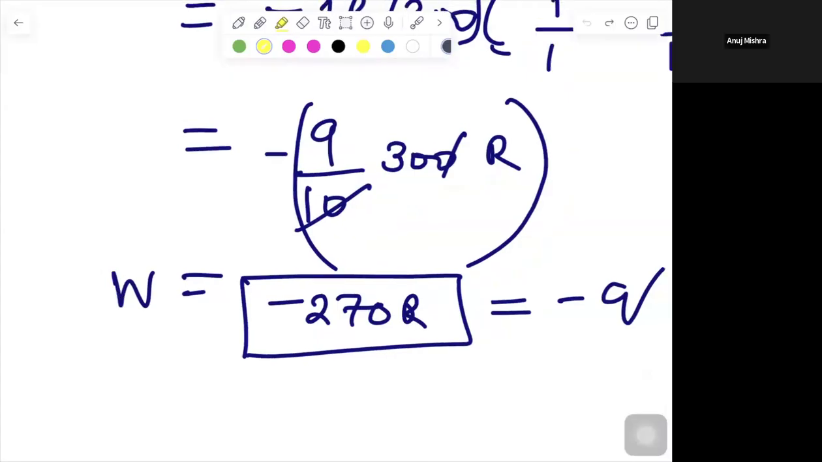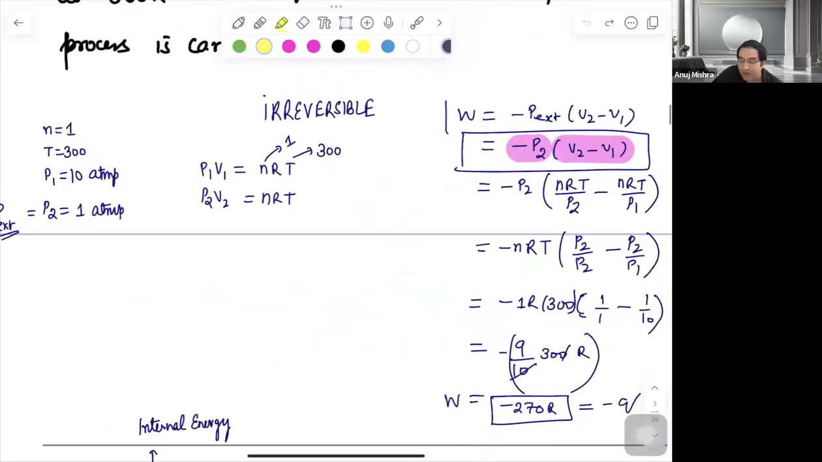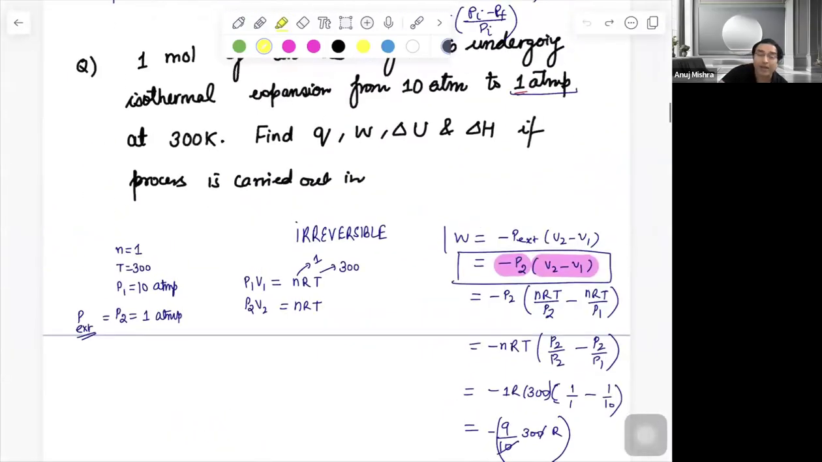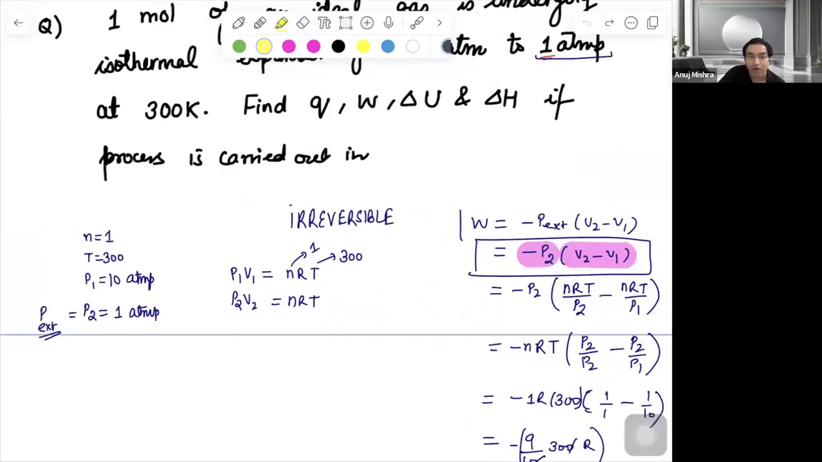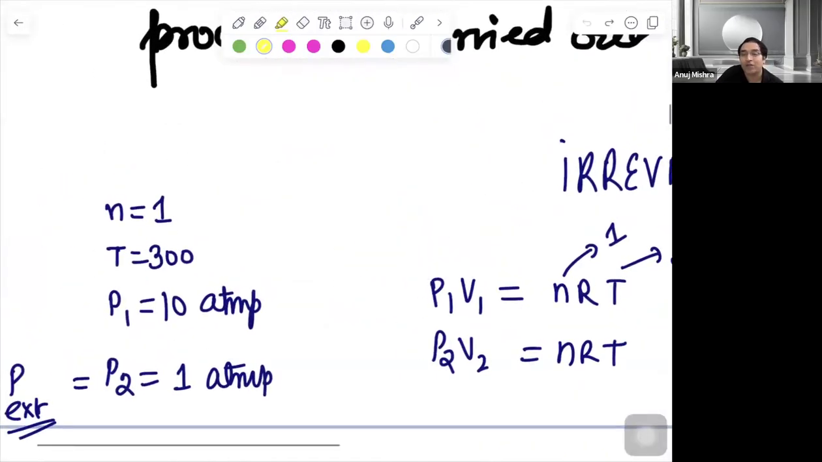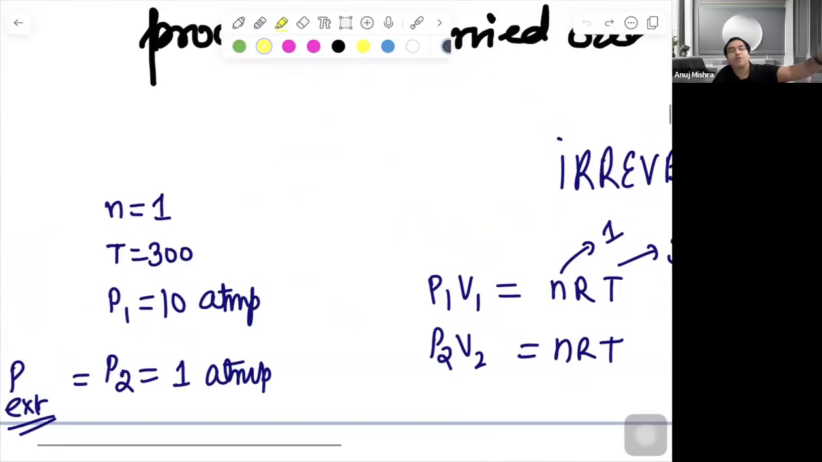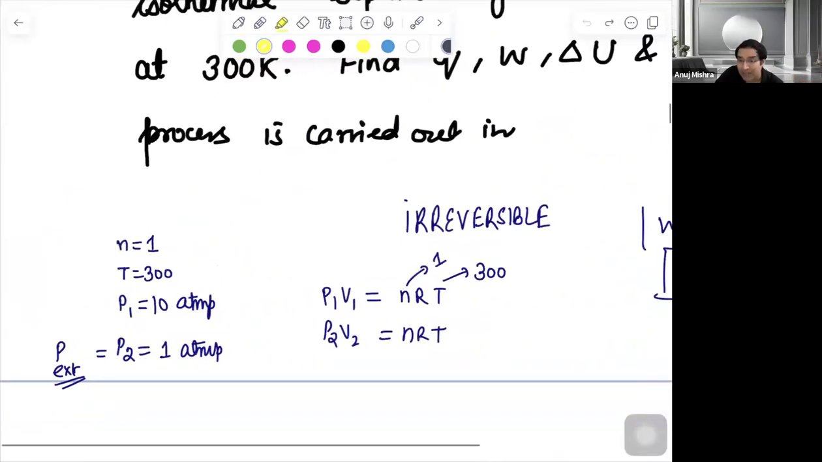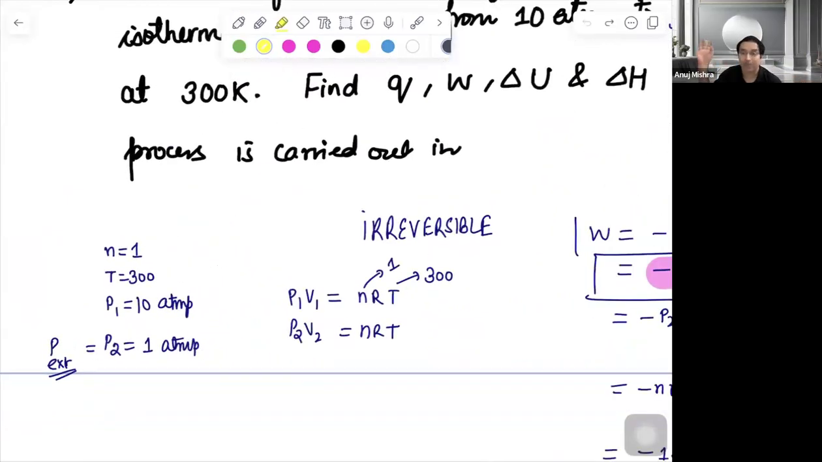Others, please complete. So you'll use the formula minus P external (V2 minus V1), put the values, and just try to solve. Be very simple and clear in your approach. Whenever you're writing, first understand what the variables are. Write them down in one place. n is 1, T is 300, P1 is 10, P2 is P external, which is 1. So when you write these things, there is no chance of silly mistakes.